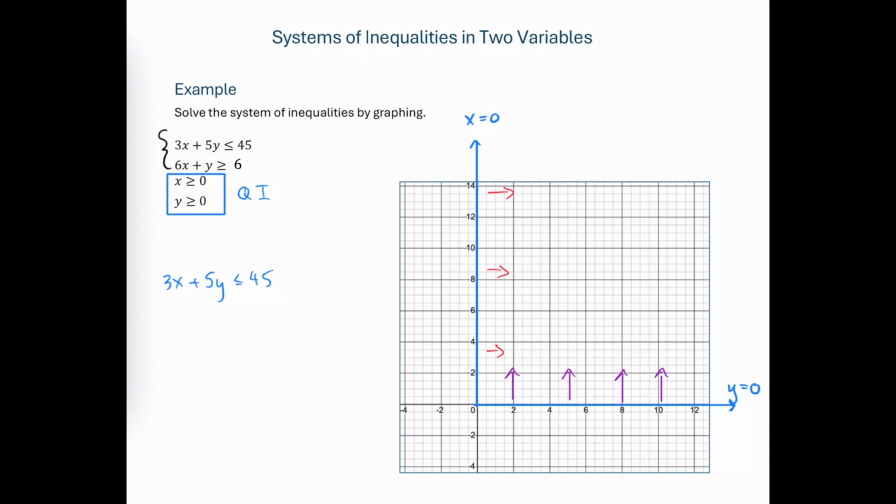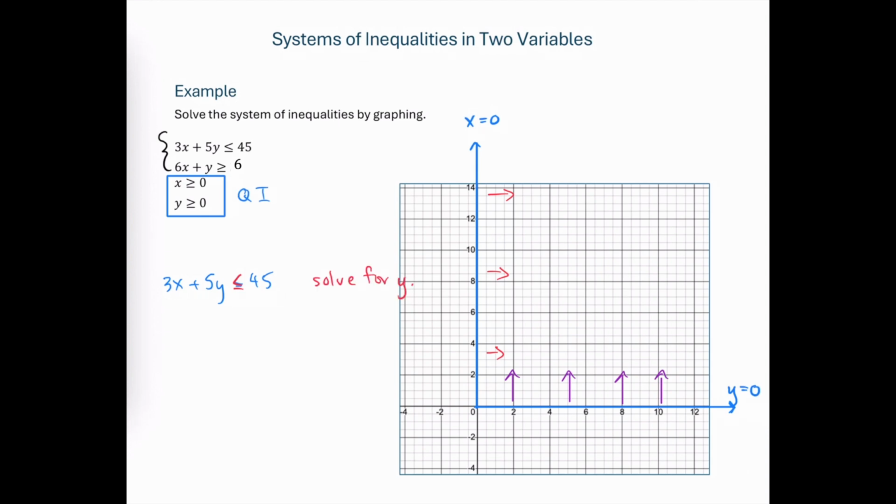We'll start with 3x plus 5y is less than or equal to 45. And we'll proceed as if this inequality were an equal sign, meaning that we'll solve for y to get it in slope-intercept form. I'm actually going to leave the inequality symbol in it instead of changing it to an equal sign, but you can change it to an equal sign and then use a test point to determine the solution region if that feels easier.